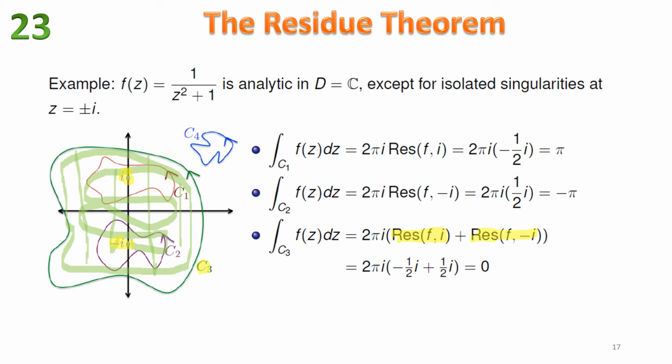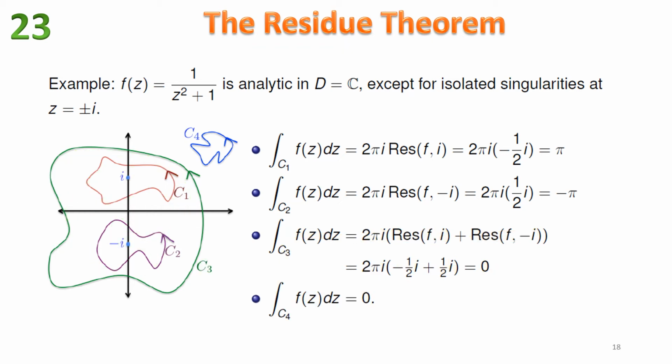We have already done that, and by our residue theorem we have the integration of f of z dz over C3 equal to 2 pi i times the sum of all residues inside the annulus. So here 2 pi i inside the bracket, minus i by 2 plus i by 2. So this amounts to 0.